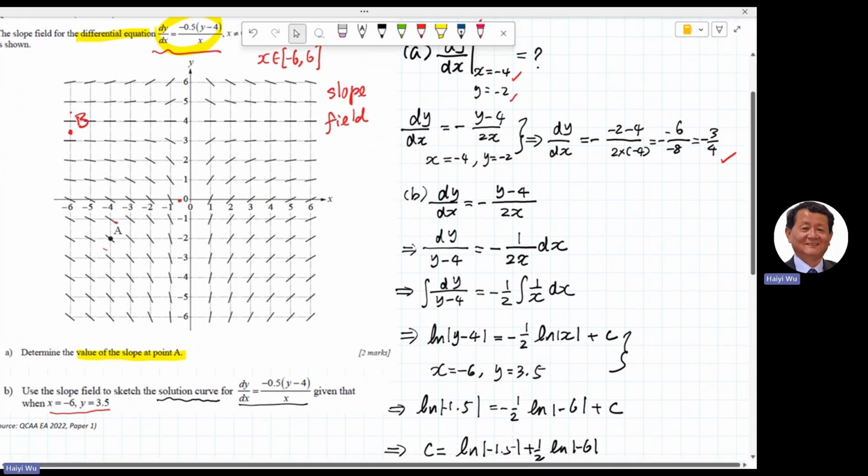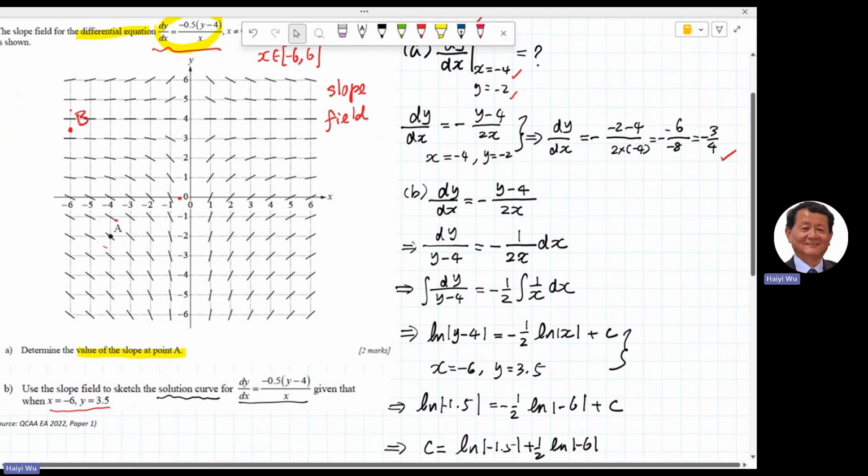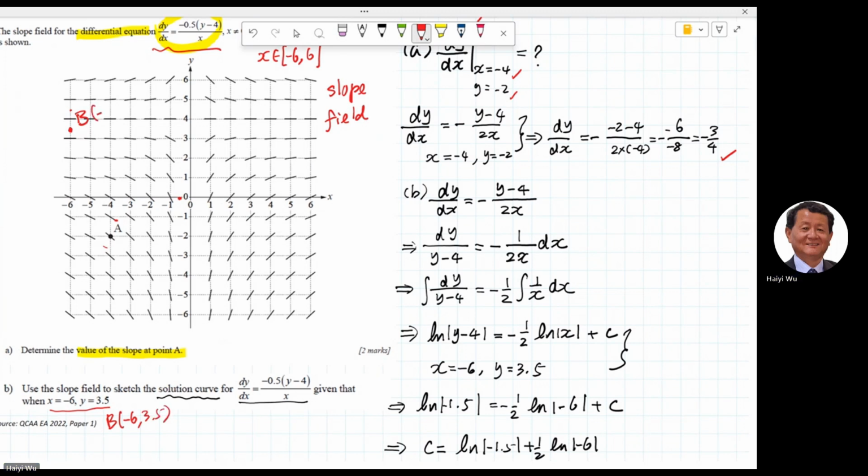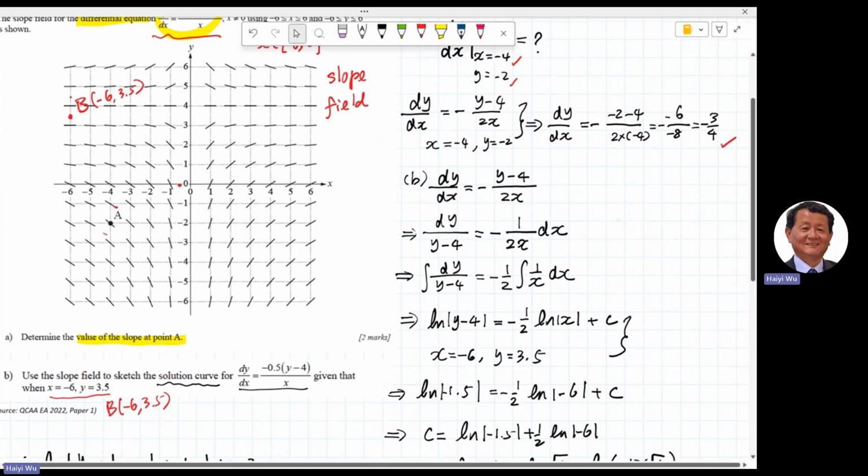Question B, we need to find the solution curve. So we want to find the solution to that equation and draw the curve. Let's do the solution first. We are also given a point, point B, which is (-6, 3.5), this one here.